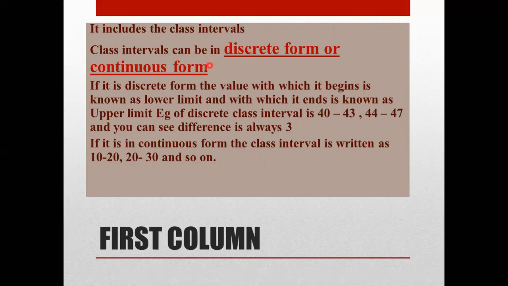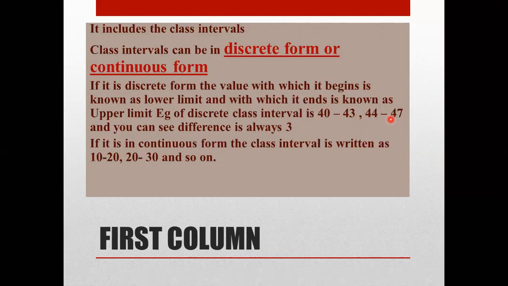So class interval now can be of two forms. One is the discrete form and the other is the continuous form. Now discrete form means what? Discrete means, you will see over here, this is 40 to 43. But the next class interval is not having 43. It's starting with 44, the next number, 44 to 47. So now 47, and then it will be starting with 48. And here you can see it is the difference of 3, because 47 minus 44 is 3, and 43 minus 40 is 3. So this is a difference of 3. So 48 to 51 will be the next class interval.